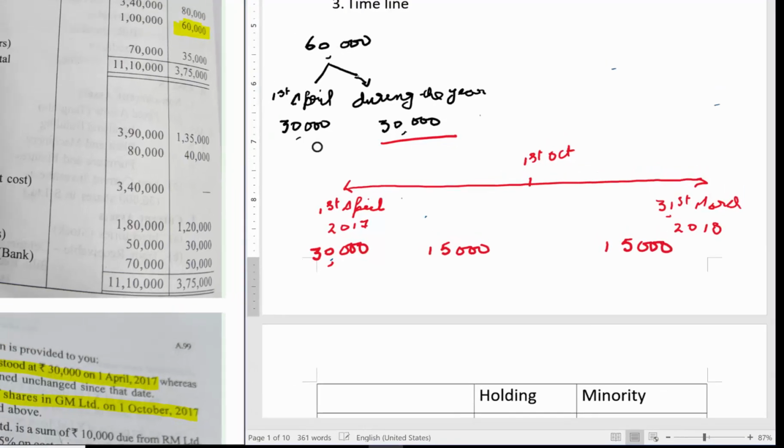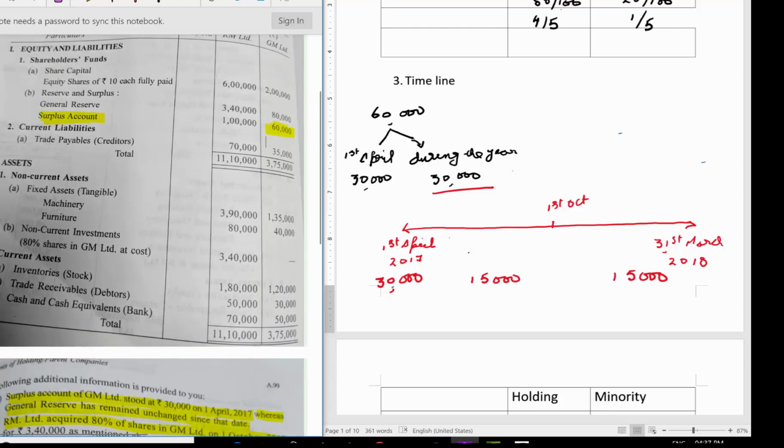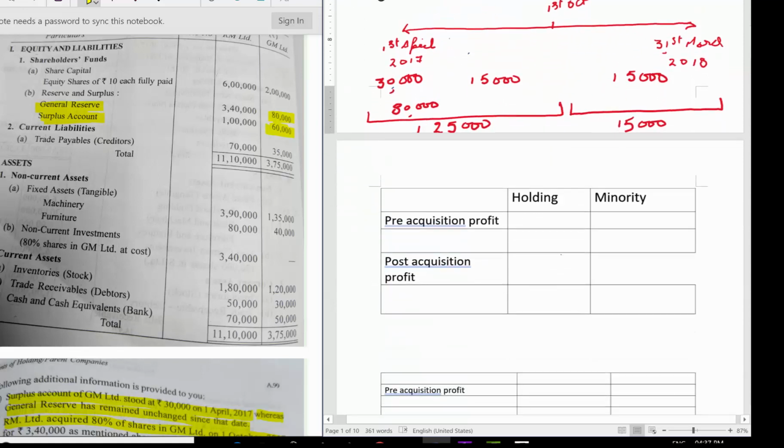Question also gives us general reserve has remained unchanged since that date. This means on 1st April general reserve were 80,000, which is also pre-acquisition profit. So pre-acquisition profit comes out as 1,25,000. The post-acquisition profits total comes as 15,000.